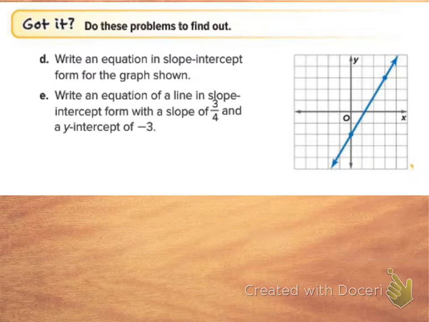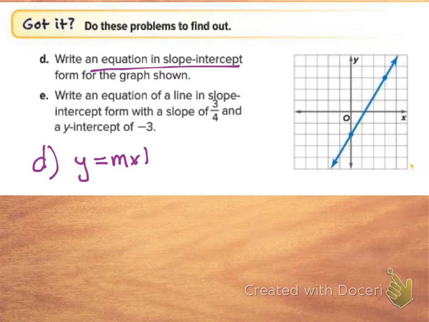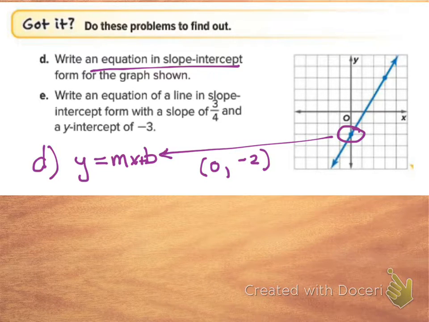Now for D, you're looking at writing an equation in slope-intercept form, so that's y equals mx plus b. And we're looking at this line, so we're looking at the y-intercept. The y-intercept is your b value, and that is at (0, -2). And so we're going to plug that in for the b value. And that would be a -2.